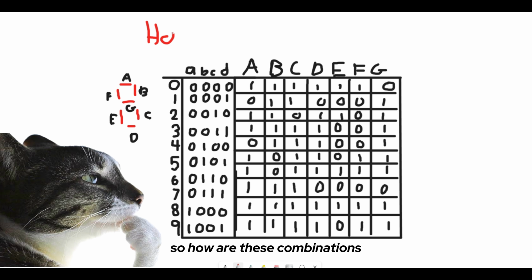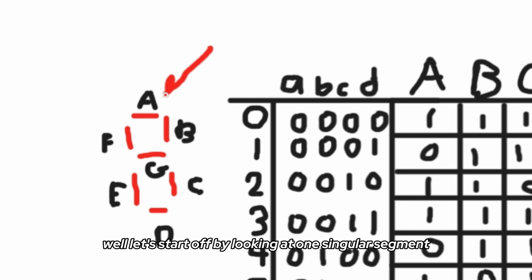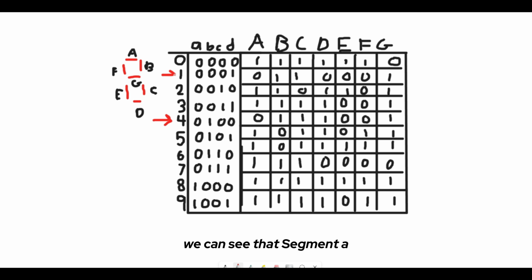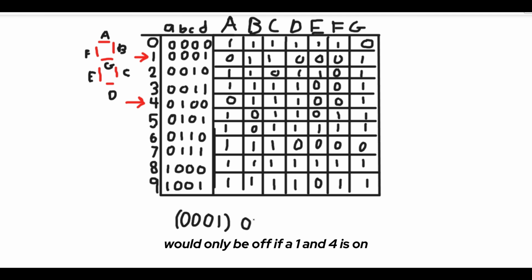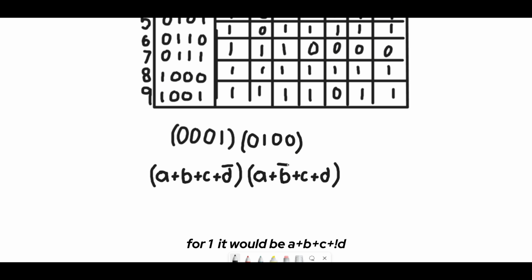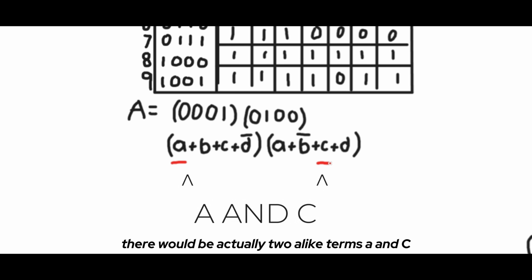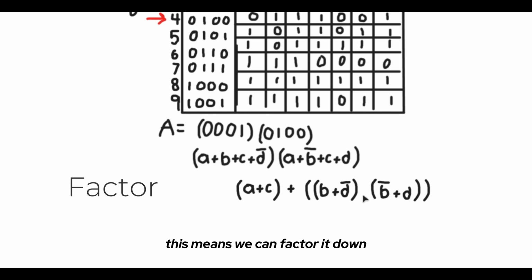So how are these combinations going to help us display a number? Well, let's start off by looking at one singular segment, segment A. We can see that segment A would only be off if a 1 and 4 is on. We could actually rewrite these numbers as equations, where 1 would be A plus B plus C, not D, and 4 would be A, not B, plus C plus D. Now if we look closely, there would be actually 2 alike terms, A and C. This means we can factor it down.